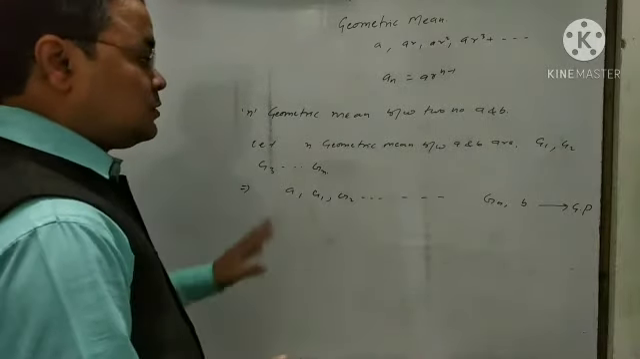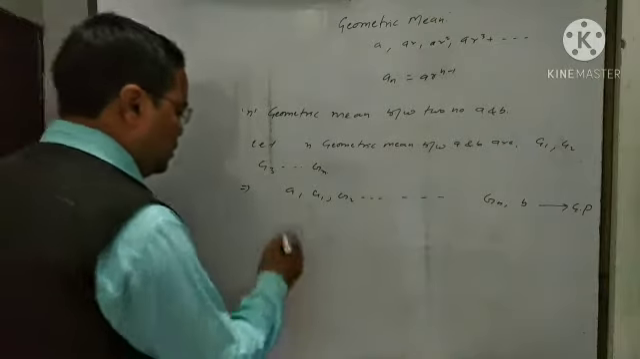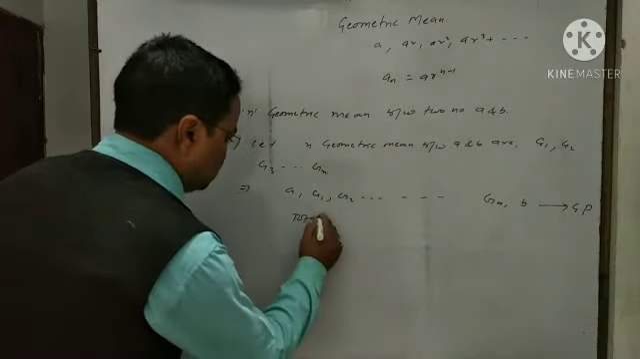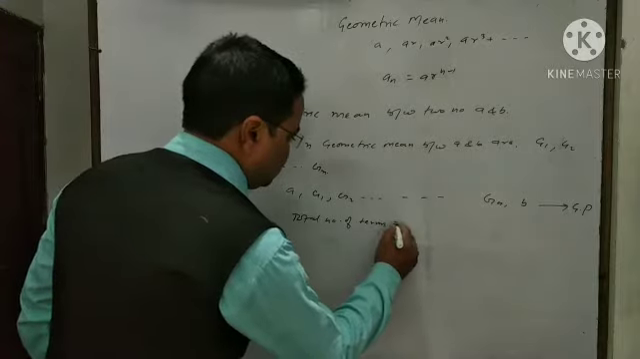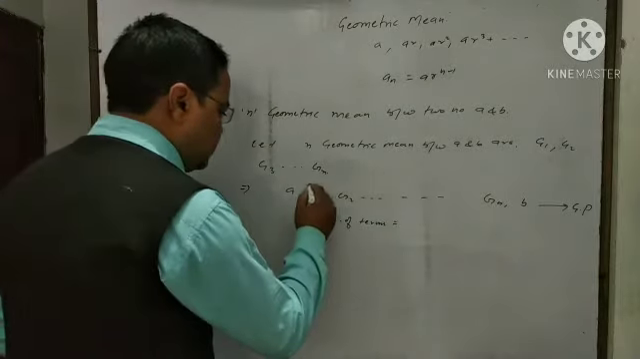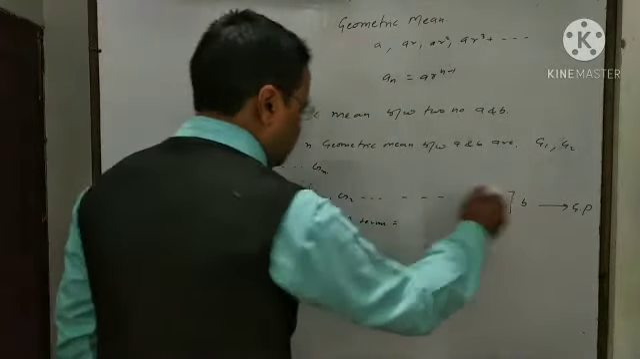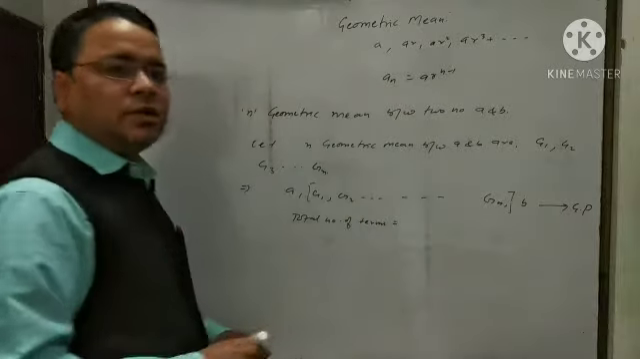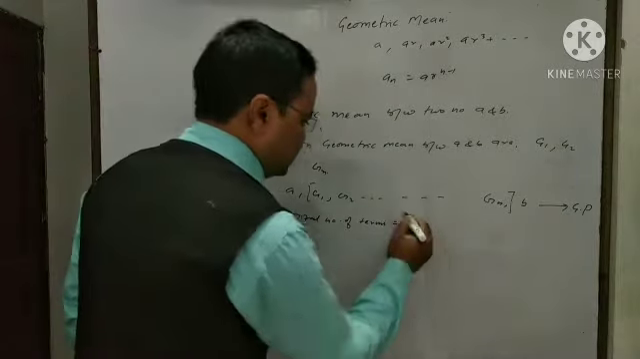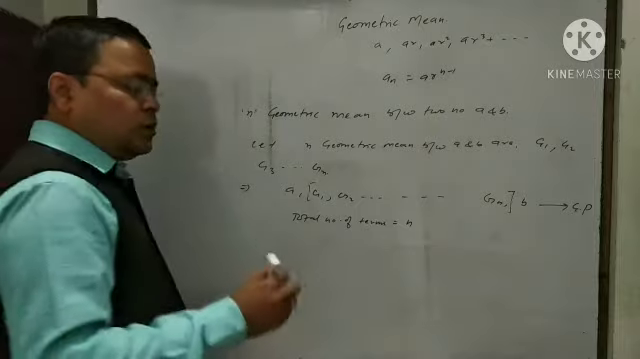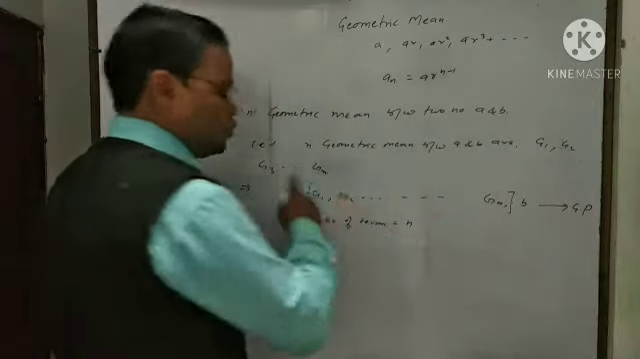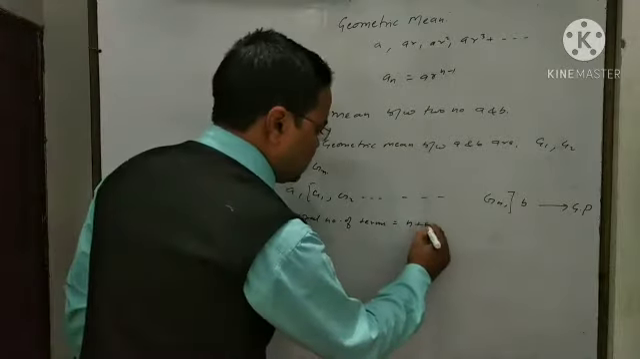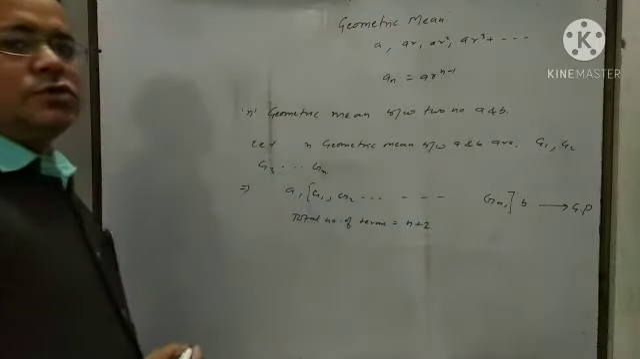Now the total number of terms. What will be the total number of terms? Here the terms from g1 to gn, the number of terms is n. Now we have to add two more terms, that is the first one here and the one here. Means two more terms. Then the total number of terms will be n plus 2.